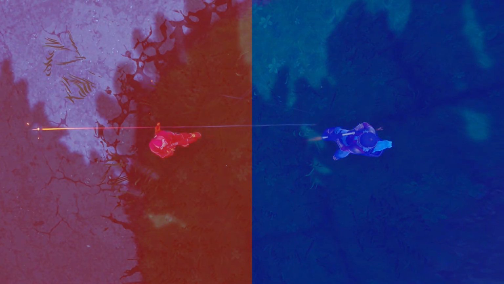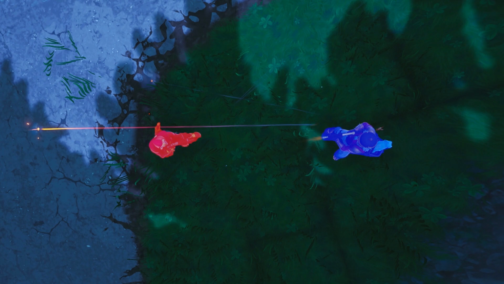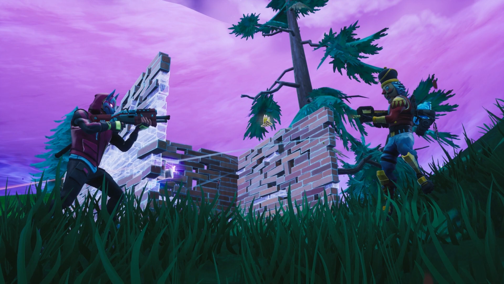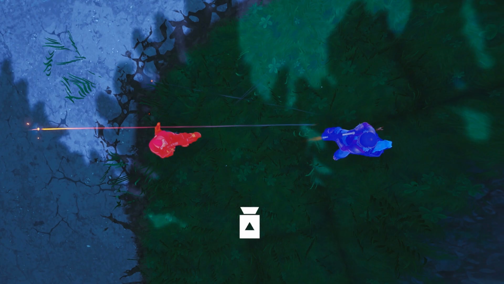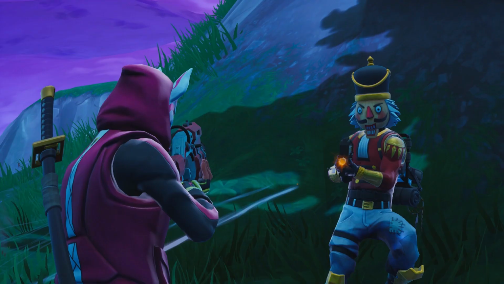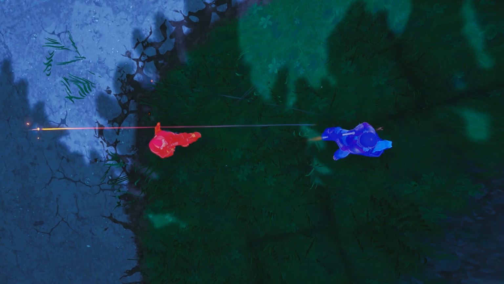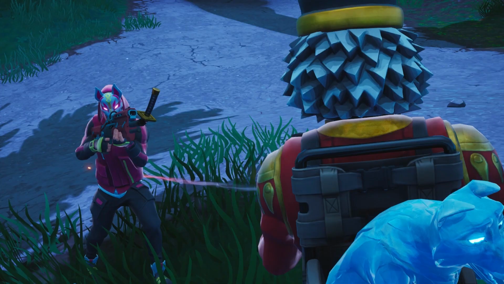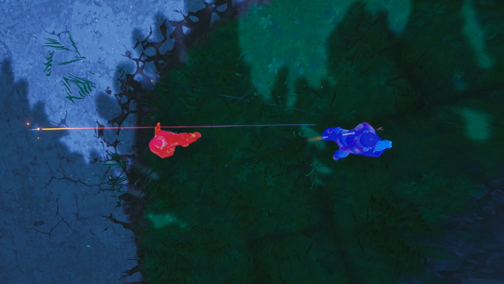A good way to look at it is from a top-down point of view where we can see where the characters are located. Now, to make this first angle right here, we had to locate the camera just right in front of them on the side. Now, to get the second angle over the red guy's shoulder, we placed it here. And for the third angle over the blue guy's shoulder, we placed it here.